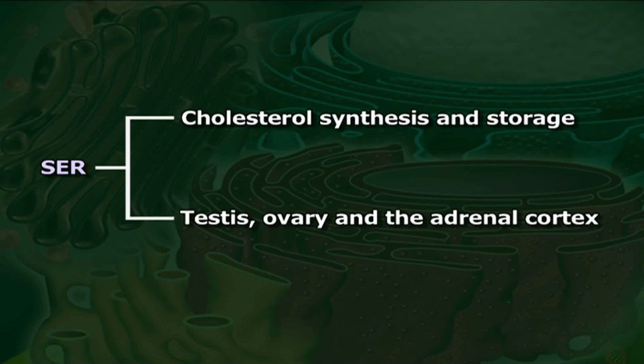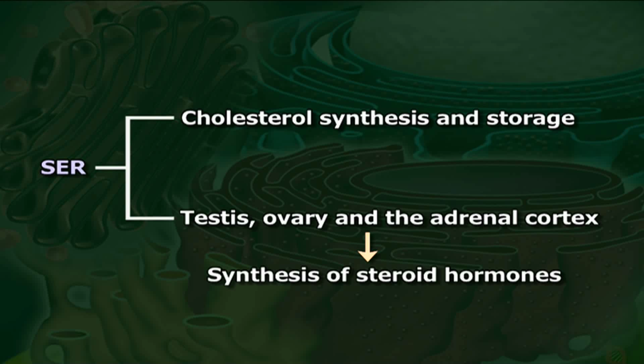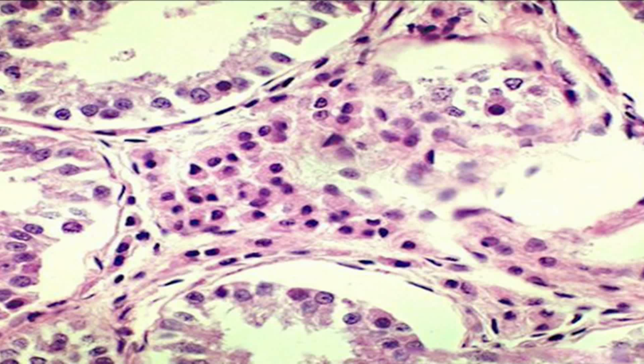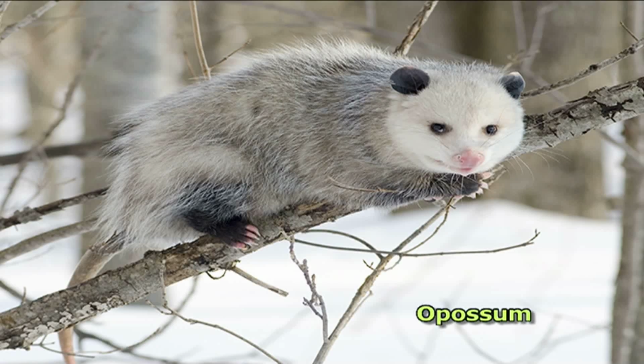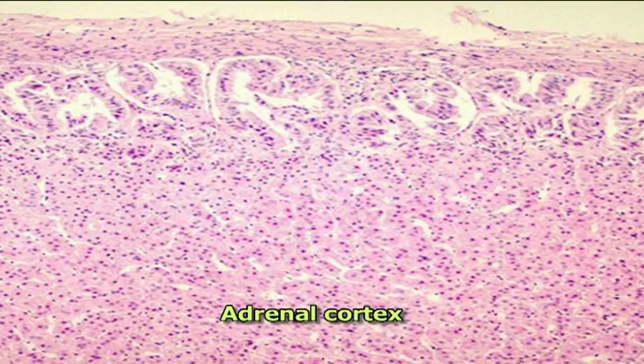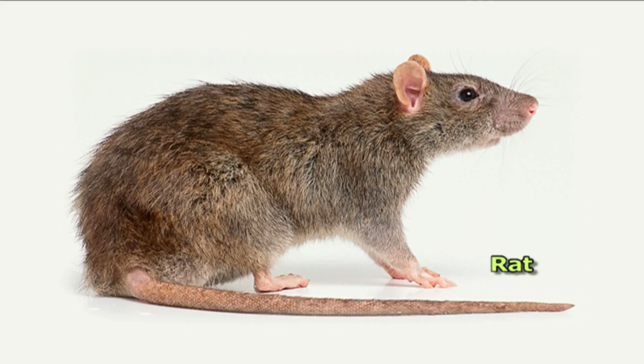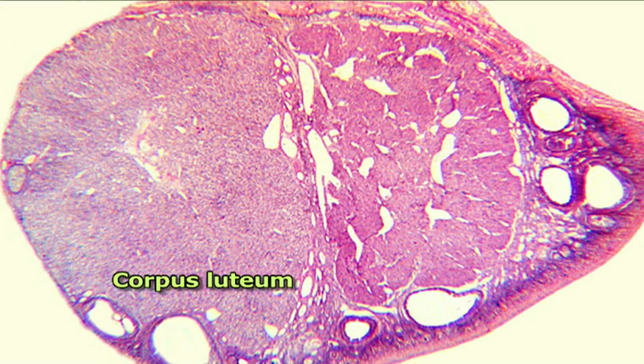In the testes, ovary and the adrenal cortex, the SER is involved in the synthesis of steroid hormones. A well-developed SER has been seen in the interstitial cells of the testes of the opossum and guinea pigs, in the adrenal cortex of the rat, and in the corpus luteum of many species. There is a correlation between the amount of SER and the synthetic activity of steroid hormones.